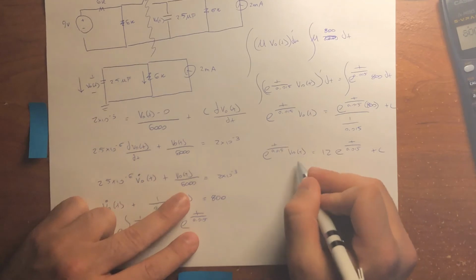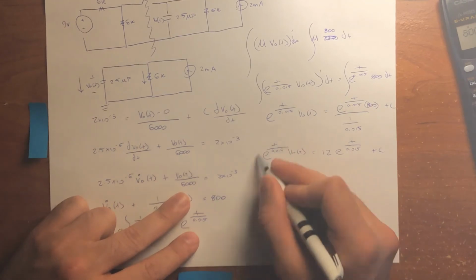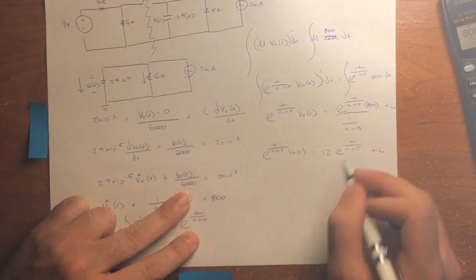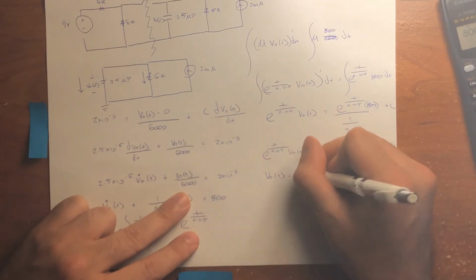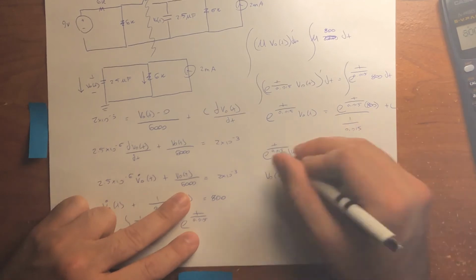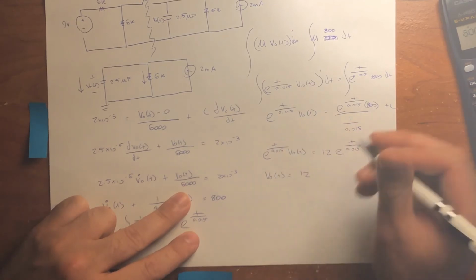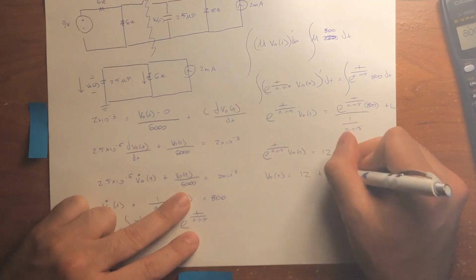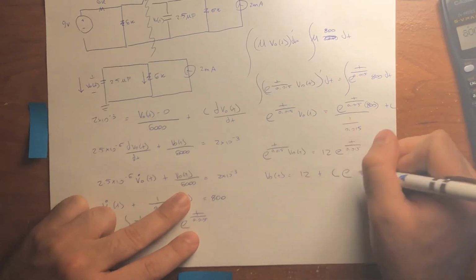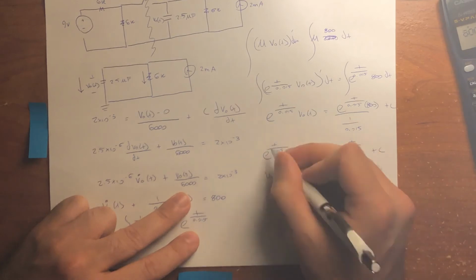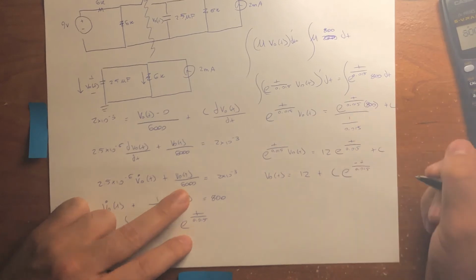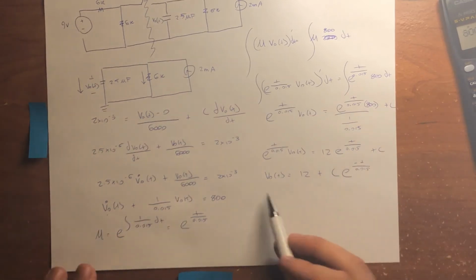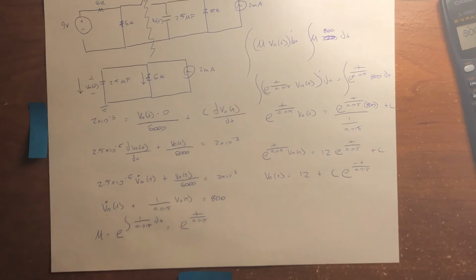Now in order to isolate for v naught t, we divide everything by this. So once we divide everything by that, we end up with v naught t is equal to 12. Since this is divided by itself, this becomes 1, plus c times e to the negative t divided by 0.015. Alright, so this is pretty much the equation of v naught t when the switch opens.